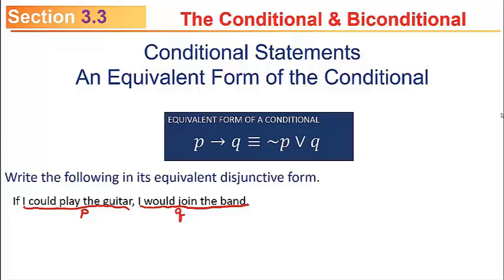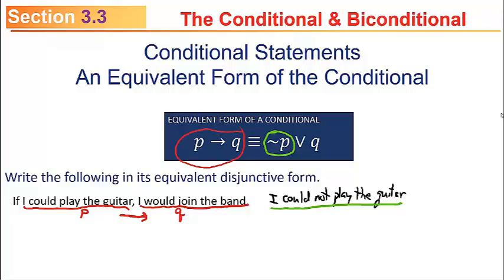So I'm taking that statement, which is modeled on the left-hand side of that formula, and changing it to the right-hand side. So I form not P. Well, if P is I could play the guitar, then not P is I could not play the guitar. Or Q, which is I would join the band. So the statement I could not play the guitar or I would join the band is logically equivalent to the statement that I started with, which says if I could play the guitar, I would join the band. So that's a simple example of using this equivalent form of a conditional formula.